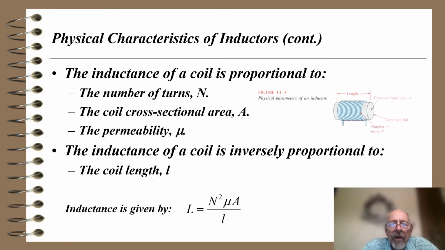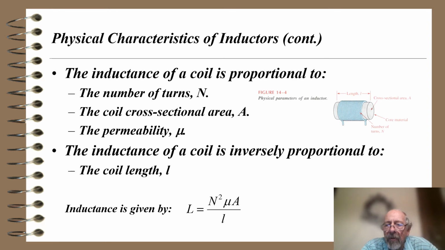What about the physical characteristics of inductors? Well, the inductance of a coil is proportional to the number of turns N, the cross-sectional area A, and the permeability of the core mu. By the way, air would have a permeability of 1.